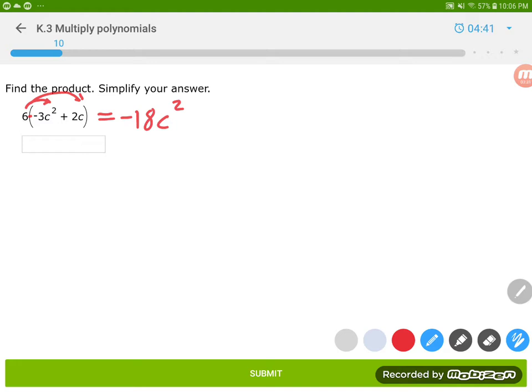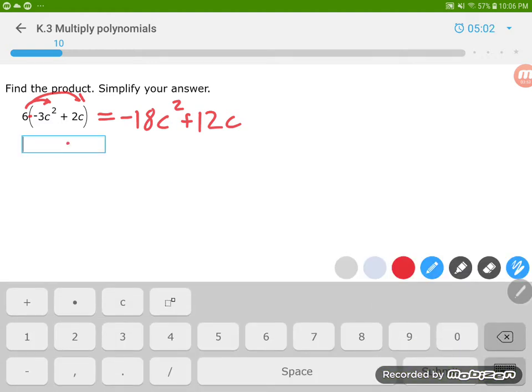No additional c's being multiplied. And then we're going to do the same thing, but now with 2c. So 6 will now multiply 2c, and we will get plus 12. 6 times 2 is 12. And then a c, because c was still there, didn't go anywhere, and we're not multiplying any additional c's.